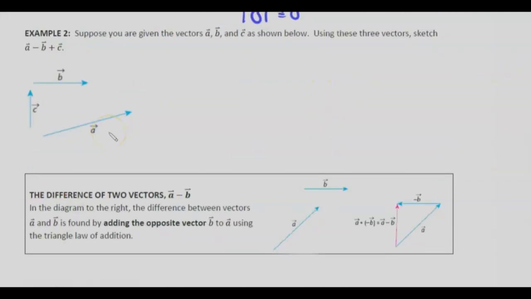Example 2, suppose you are given the vectors A, B, and C as shown below. Using these three vectors, sketch. So this is what we're going to sketch. We're going to sketch A minus B and then plus C. Okay, so let's start with A. So A looks like this.